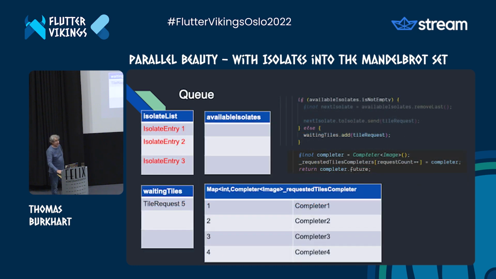So now we get in the situation that we don't have any isolate left, and what do we do now? In this case, we start filling up the waiting tile list with tile requests, and for every waiting tile, we just add another completer. So this part doesn't change in any way. We always return the future of the completer, and we fill up the waiting tile.